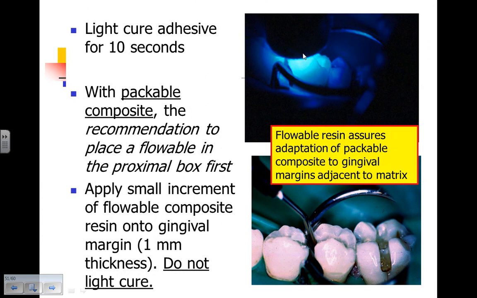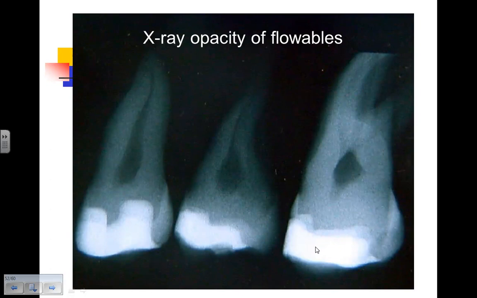We light cure the adhesive for 10 seconds, and then here we're placing a flowable composite in the proximal box, just a little dab, a small amount. We then apply our first increment of packable composite into the proximal box, and we're going to build that up to the axiopulpal line angle.